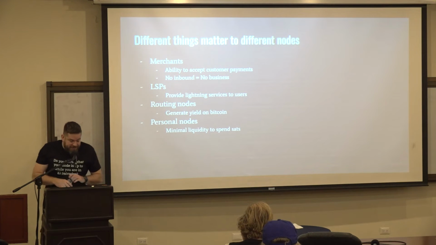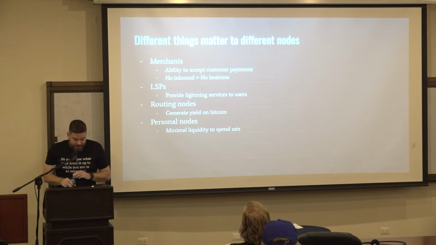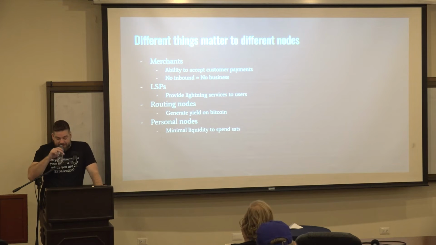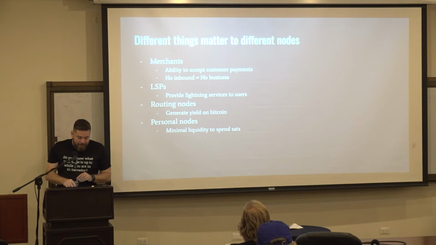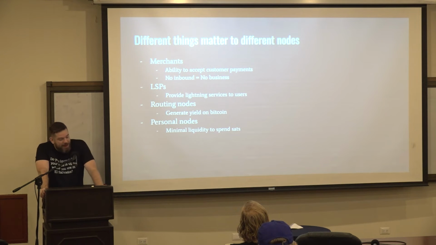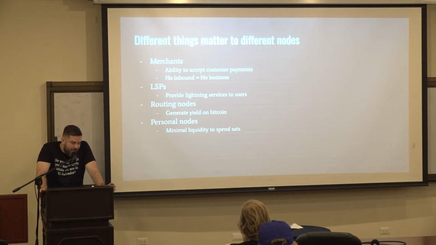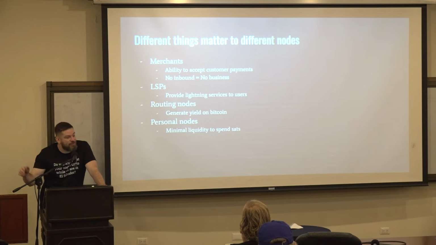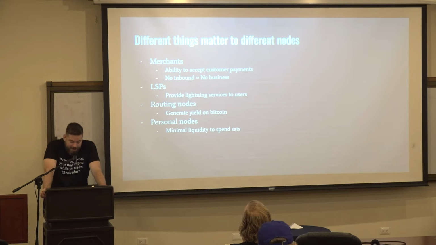So different things matter to different nodes or different businesses in this case. Depending on what you do as a business or what your primary objective is, you care about different aspects of the network. So for example, if you're a merchant, your primary worry is being able to accept payments. You need inbound liquidity, and that's mostly it. Well, and your store working, but obviously.